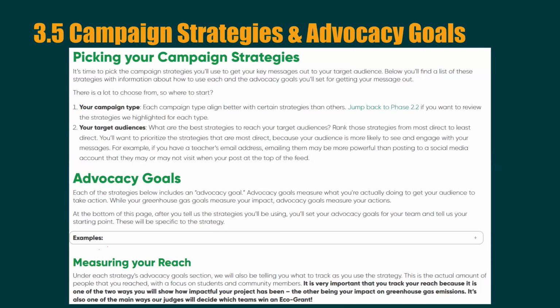Okay, so now what we're gonna be doing is talking about campaign strategies and advocacy goals. Up until this point, the students have been developing the ammo for the messages that they're going to be creating. And this is the part where they're actually going to be picking the things that they're going to be doing and using the things that they developed up until this point to actually go out and take action. So this is the final step in the planning process before they actually set a task list, which is the next part. So campaign strategies and advocacy goals.